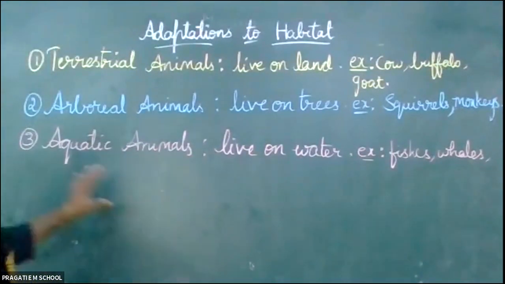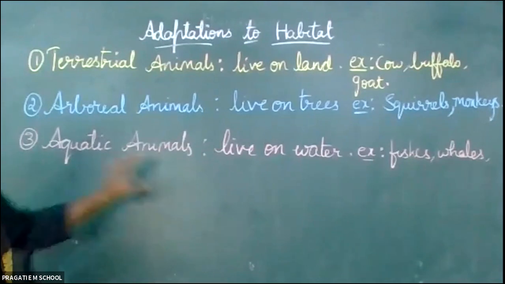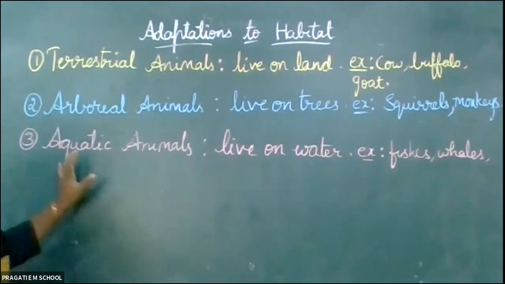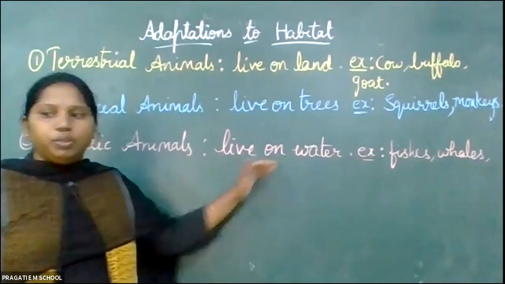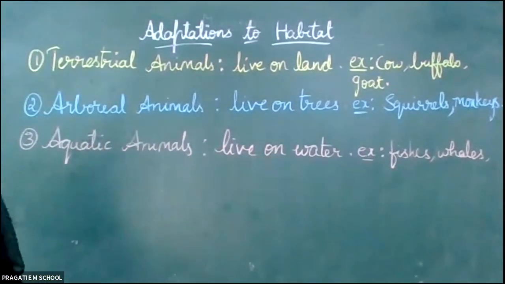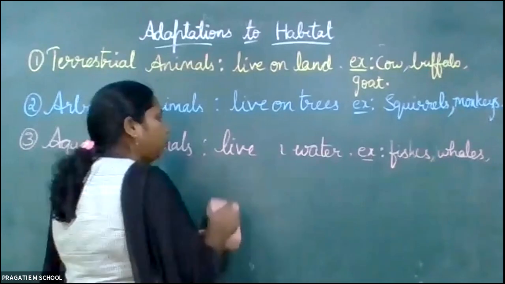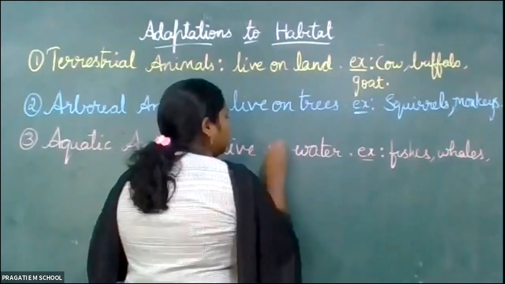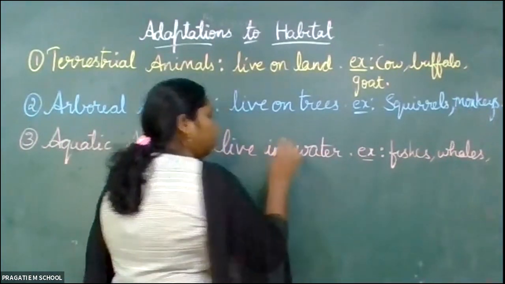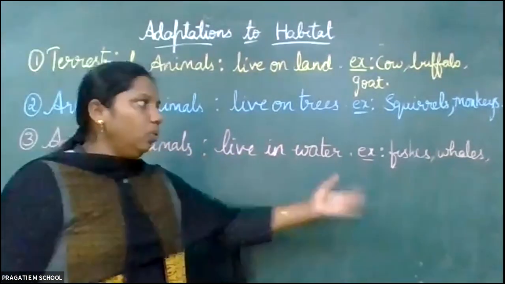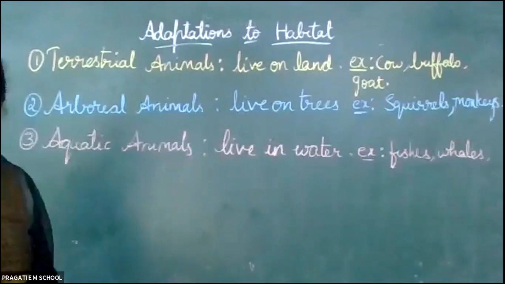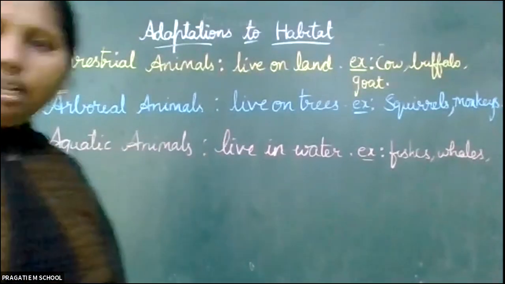Okay, children. Now I told about aquatic animals. Aquatic animals means the animals which live in water. We'll call them aquatic animals. What are the examples here? Fishes and whales.